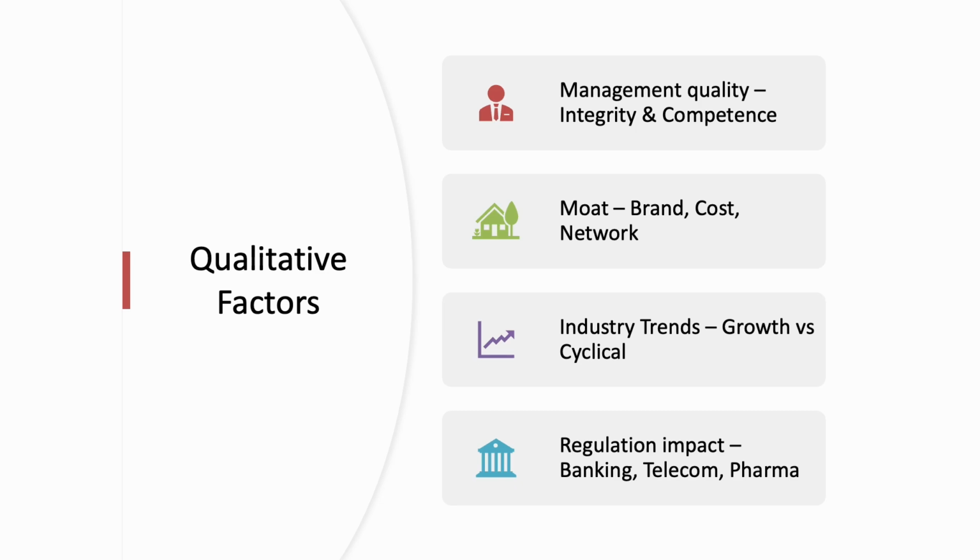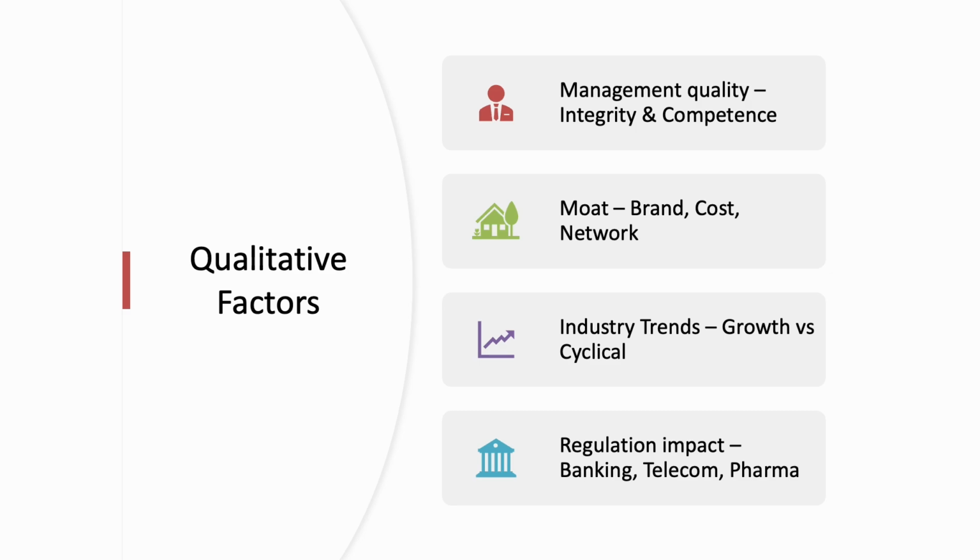Competitive advantage or moat. The second qualitative factor is the competitive advantage, also known as moat. Warren Buffett says, "In business, I look for economic castles protected by unbreakable moats." A moat is what protects a company from competitors. Types of moats include brand power. Strong brands let companies charge higher prices. For example, Apple in technology or HDFC Bank in financial services.